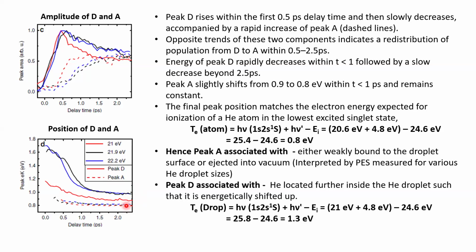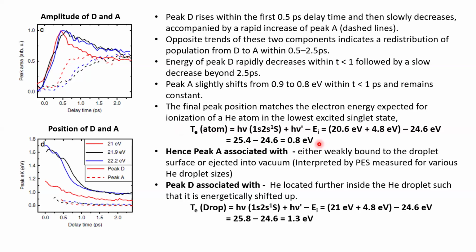So the final peak position matches the electron energy expected for ionization of a helium atom in the lowest excited singlet state. For the 1s2s orbital, it's around 20.6 eV, and the 4 point eV is the constant, and for the ionization potential it is around 24.6. So it provides around 0.8 electron volt.